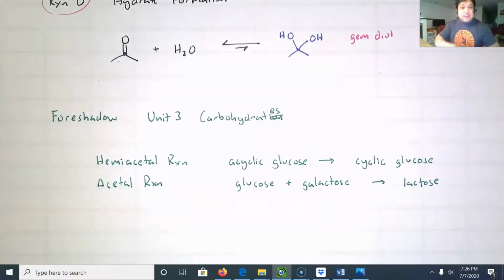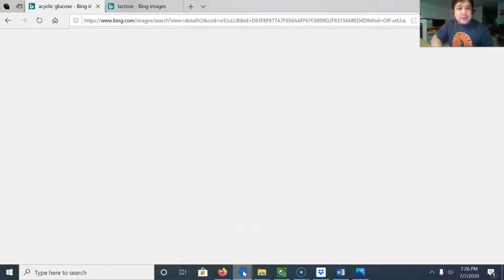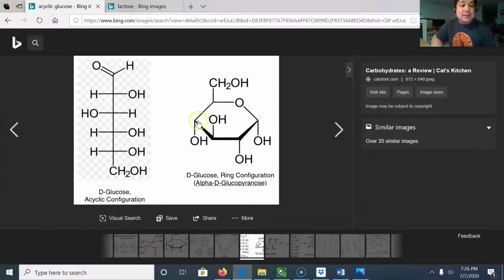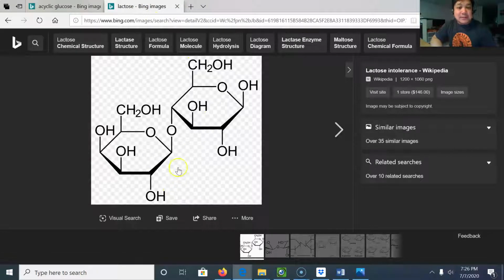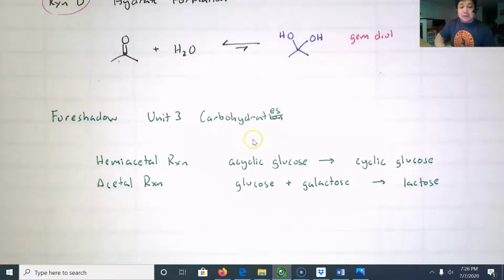I do have some websites queued up. Let me see if I could find those. Here. This process to go from acyclic glucose to cyclic glucose occurs via a hemiacetal formation reaction that we're going to look at in just a bit. And then check out this ring. If we have that ring plus a ring of, it's called galactose, when you hook them up together to make a disaccharide, that is via an acetal formation. Okay. Well, why don't we go ahead and look at hemiacetal and acetal formations.